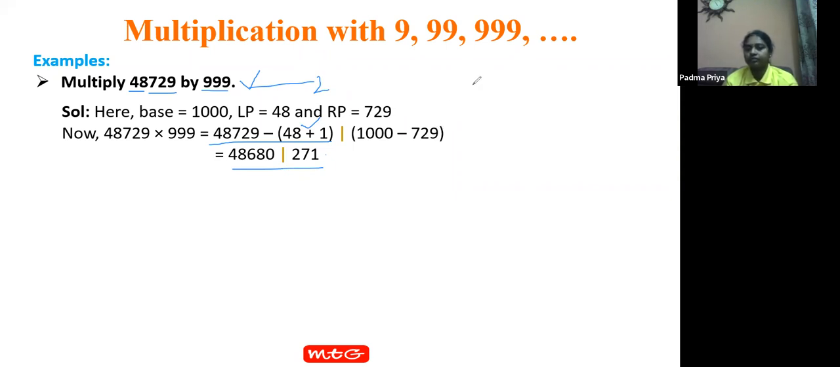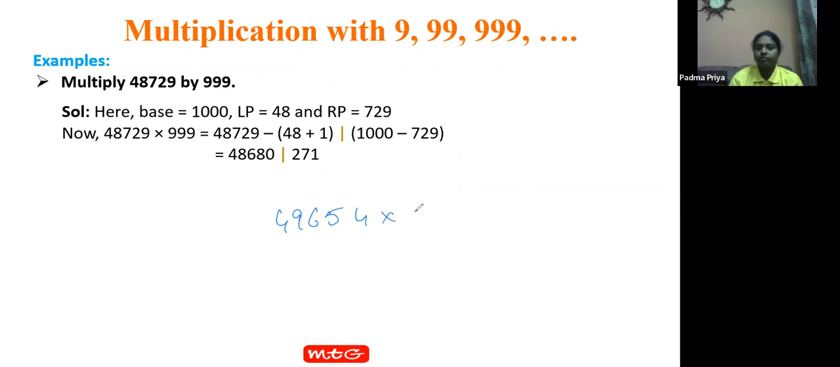Ma'am, I don't understand. Which part? Ma'am, the whole thing. See here, again I'll explain. Now, for example, give me a number. Ma'am, 49654. Okay, into 99.